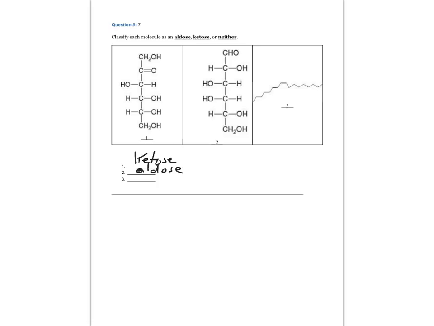And 3, well, it's just an alkene from way back. Nothing but carbon bonds, carbon-hydrogen bonds. There's one double bond there, but nothing else. So it is neither an aldose or a ketose.